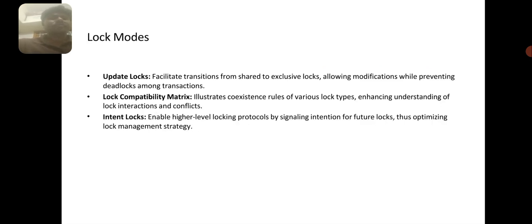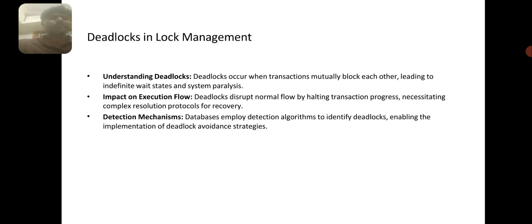And lock modes: there are three types, update locks, the lock compatibility matrix, and intent locks. Update locks combine shared and exclusive locks, allowing modification and preventing deadlock among transactions. The lock compatibility matrix shows the various lock types, enhancing understanding of lock interaction and conflicts. Intent locks are higher-level locking protocols, signaling the intention of future locks and optimizing lock management strategy.